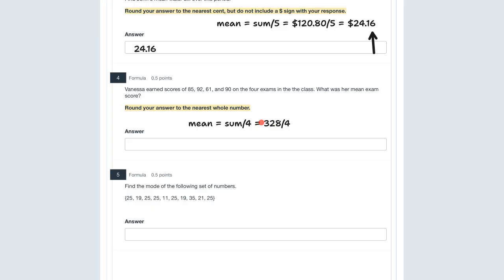Now I wrote down 328 divided by 4. I didn't need to write that down. I could just keep going on my calculator. 328 divided by 4 is 82. And the directions are to round to the whole number here. This already is to the whole number. So we just put 82 in our box.